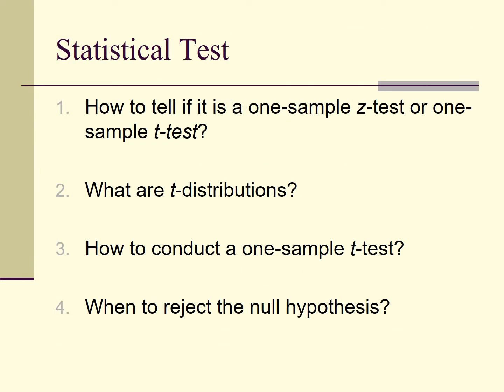So here are the 4 questions. First, how to tell if it is a one-sample z-test or one-sample t-test. Second, what are t-distributions? Third, how to conduct a one-sample t-test. And fourth, when to reject the null hypothesis.